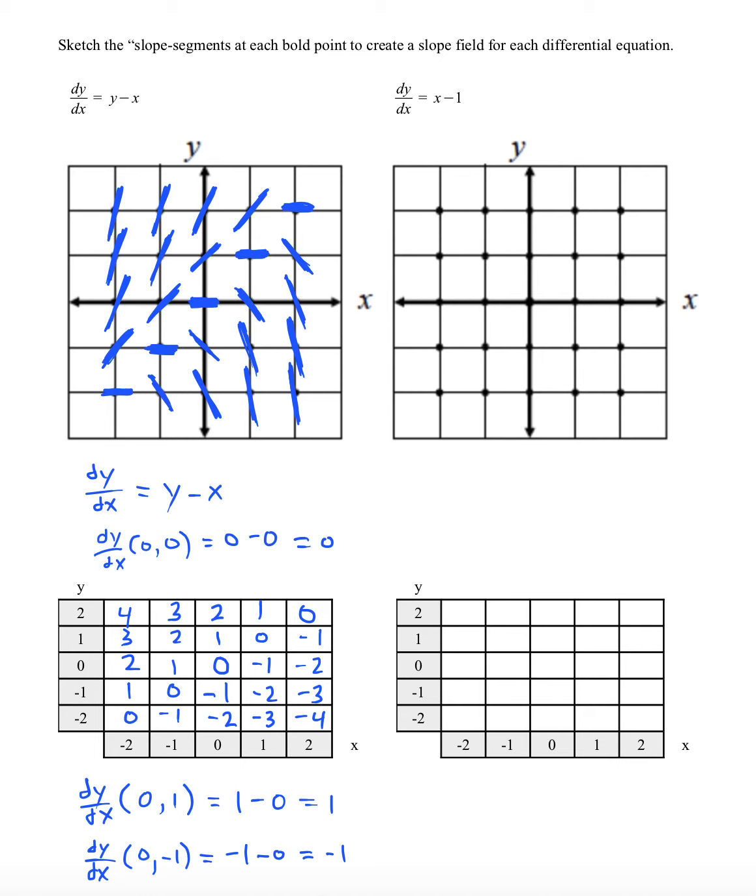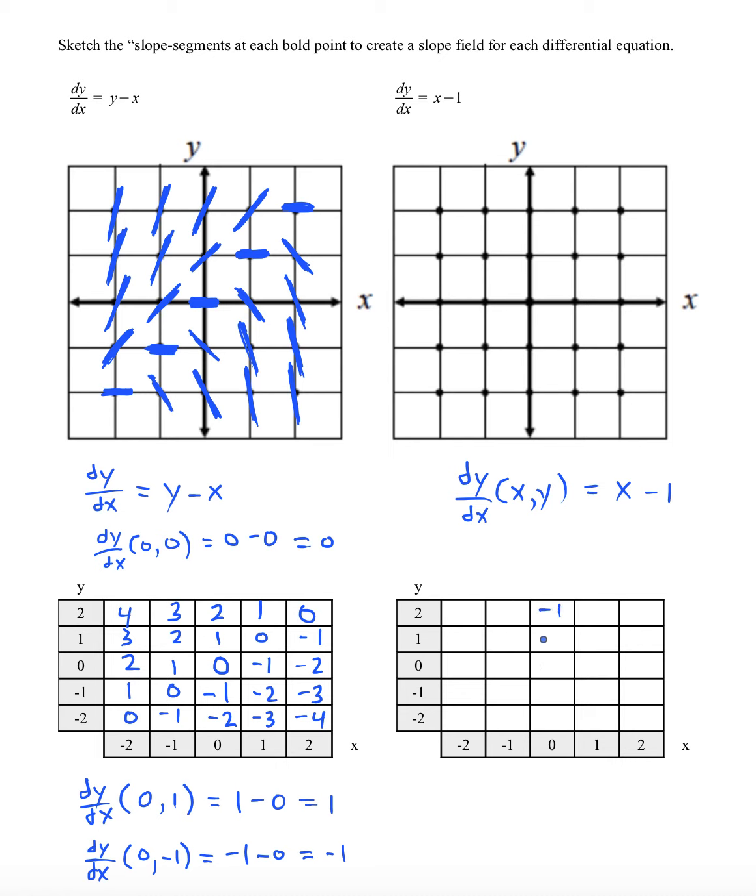Try plotting the slope field for this differential equation, dy over dx equals x minus 1. Then I'll draw it, and we'll confirm our results with Desmos.com. All right, so this time our formula is dy over dx as a function of x comma y is x minus 1. So it doesn't actually depend on y here. We just have to take the x values and subtract 1 from it.